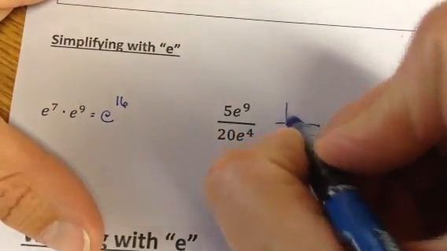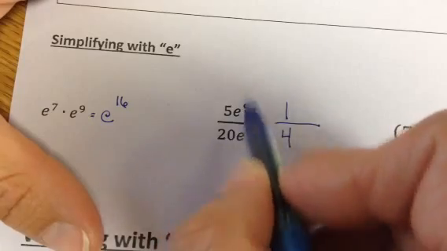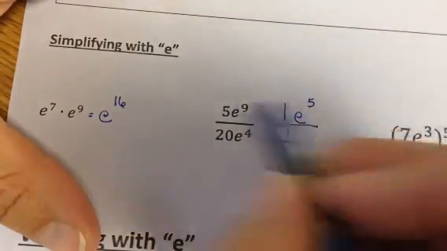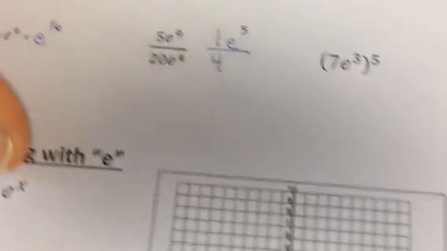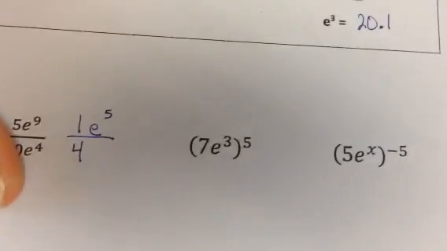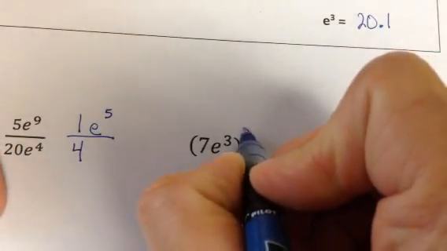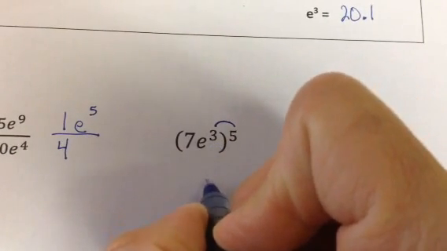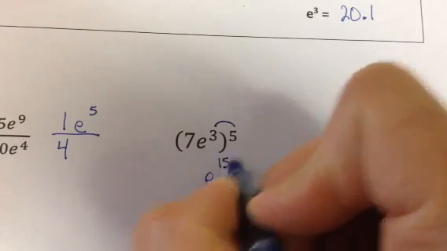And the 5 can become a 1. And then here you subtract the exponents, so I get 5 of them, and those 5 E's are on top because that's where they are to begin with, most of them. And then we're going to be fixing problems like this. This is where you distribute the exponents, and an exponent distributes to an exponent, and you multiply them. So this is E to the 15th.